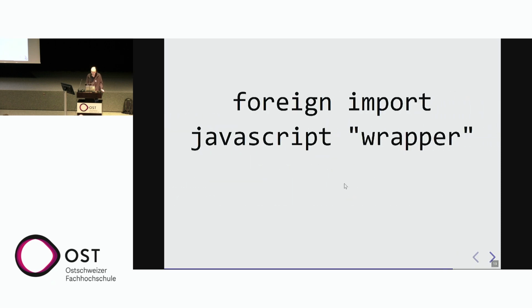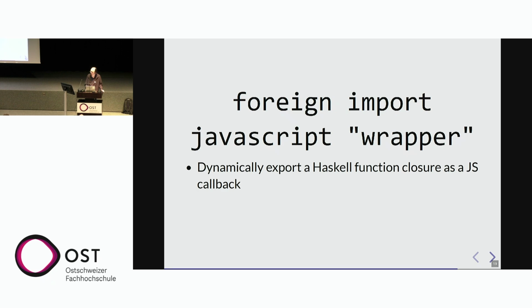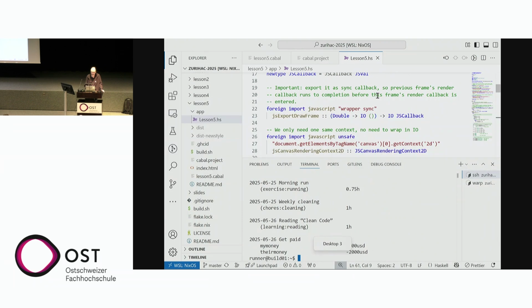Okay, this is one last JavaScript FFI construct that I need to teach. This is a little bit confusing because although the syntax is foreign import JavaScript wrapper, it is actually a foreign export, but a different kind of foreign export. The foreign export JavaScript is exporting a top-level Haskell binding as a JavaScript function. But in this case, we can use this to dynamically export a Haskell function closure as a JavaScript callback.